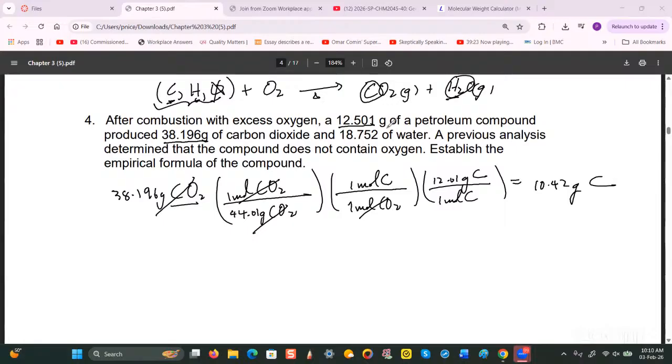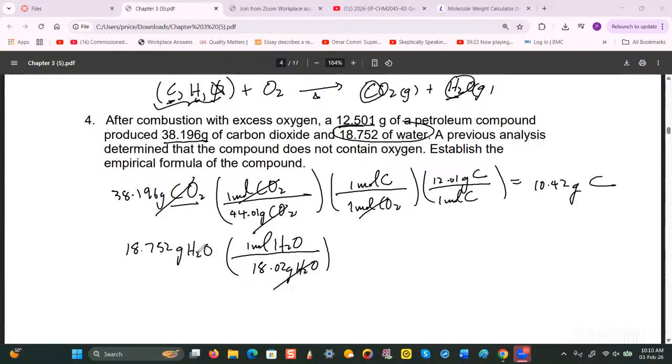So the mass of carbon that we just calculated here is the mass of carbon in the carbon dioxide, which would be the mass of carbon in the original compound, all right? Then we do a similar calculation in the case of water, right? So we're going to start off with 18.752 grams of H2O. And like we did before, we find the moles. So 1 mole of H2O would go up top, and the molar mass of water is 18.02 grams, right? So this will cancel out with that.